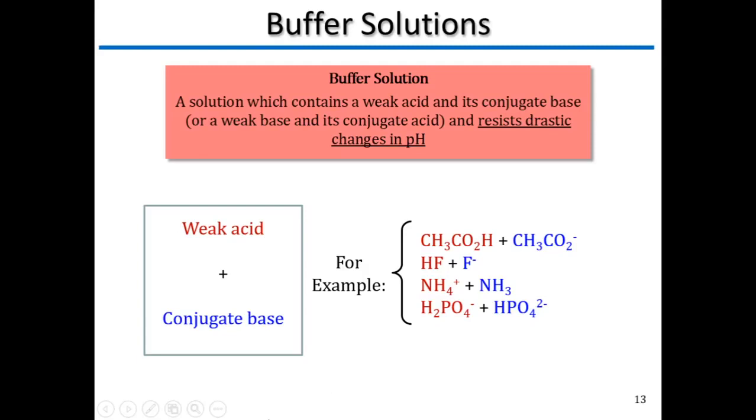So we have a weak acid and a conjugate base. For example, some pairs: we could have acetic acid and the acetate ion, just like the problem we just looked at. We could have HF and fluoride ion. We could have the ammonium ion and ammonia. We have H2PO4 minus and HPO4 2 minus. So again, just a weak acid and its conjugate base, so HA and A minus.